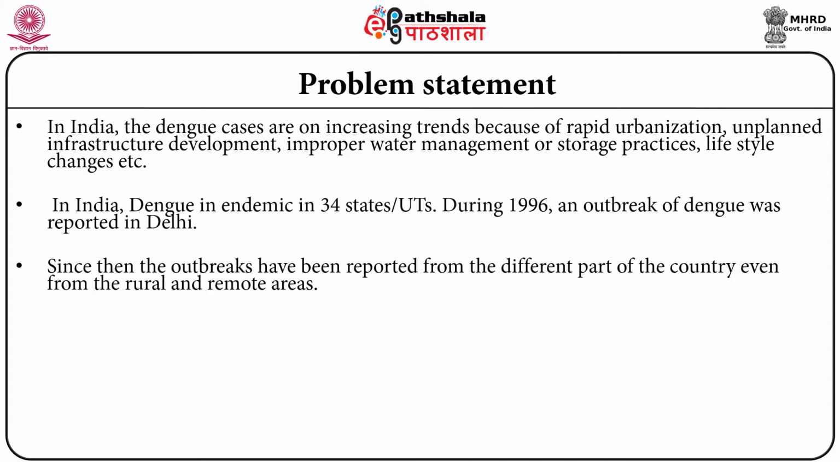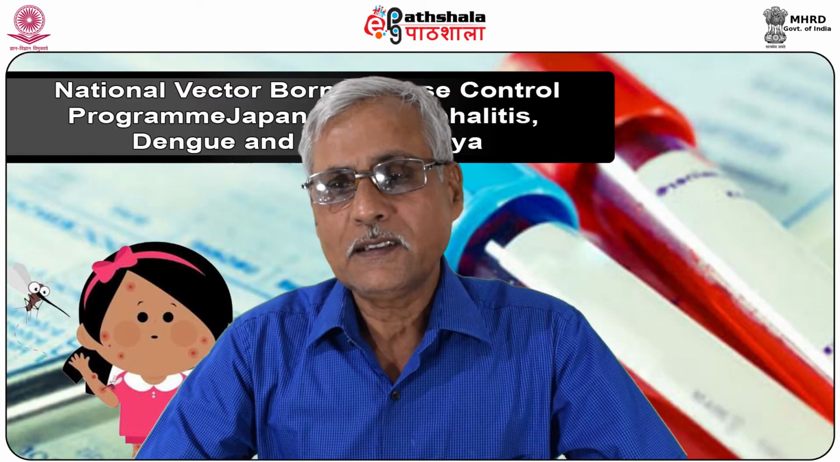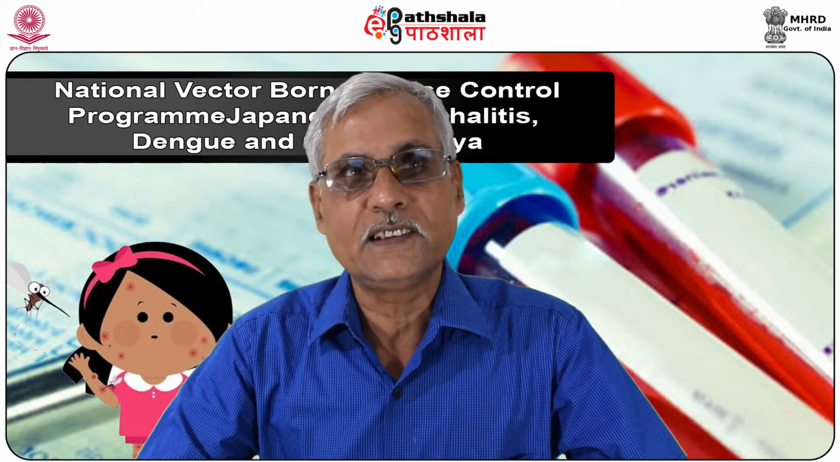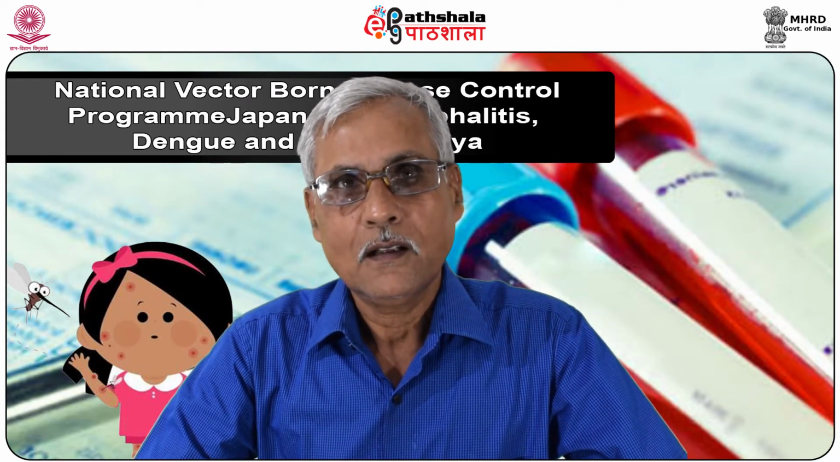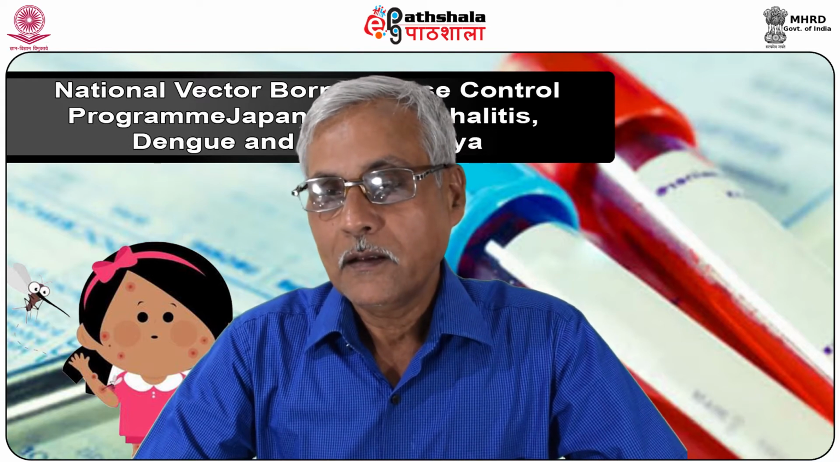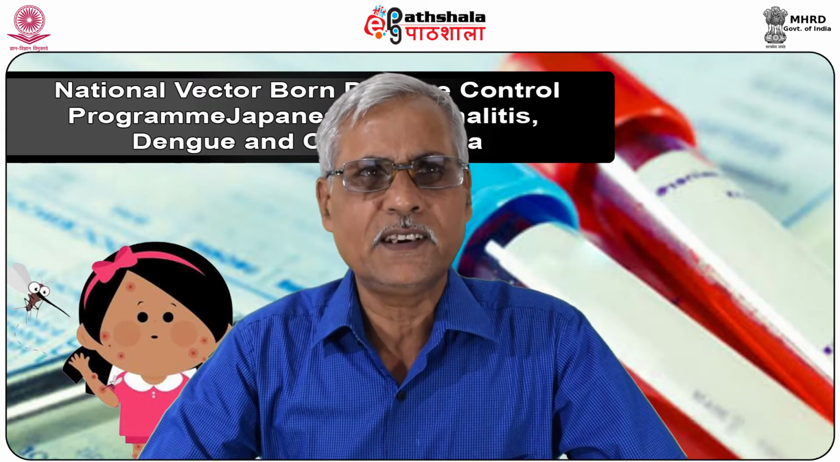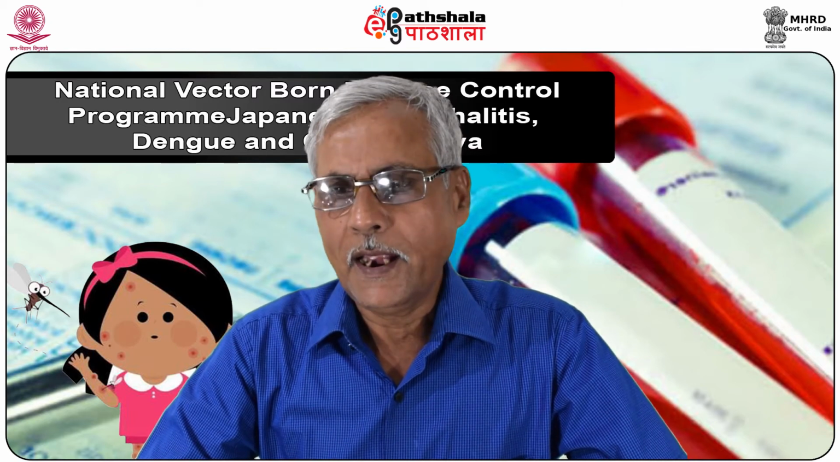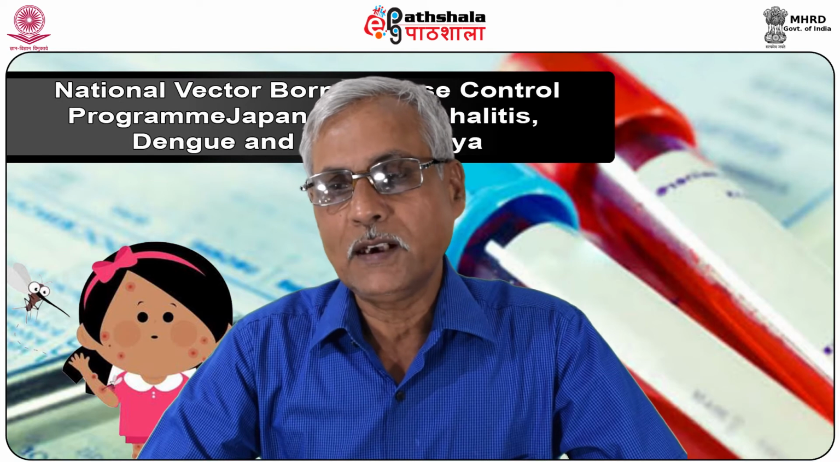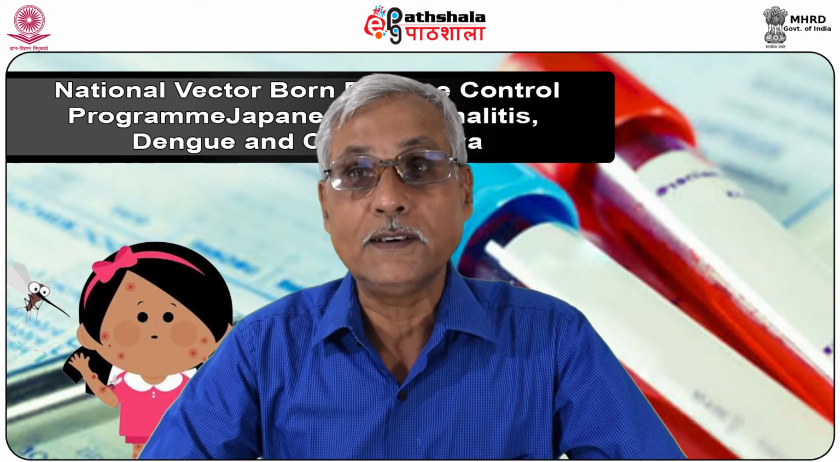This disease in India, dengue, has been endemic in 34 states and union territories. During 1996, an outbreak of dengue was reported in Delhi in a big way. Since then, many outbreaks have been reported from different parts of the country, even from rural and remote areas. As far as population at risk in India is concerned, more than 100 million population is at risk for dengue. Since 1960, more than 50 outbreaks of dengue have taken place in the country.